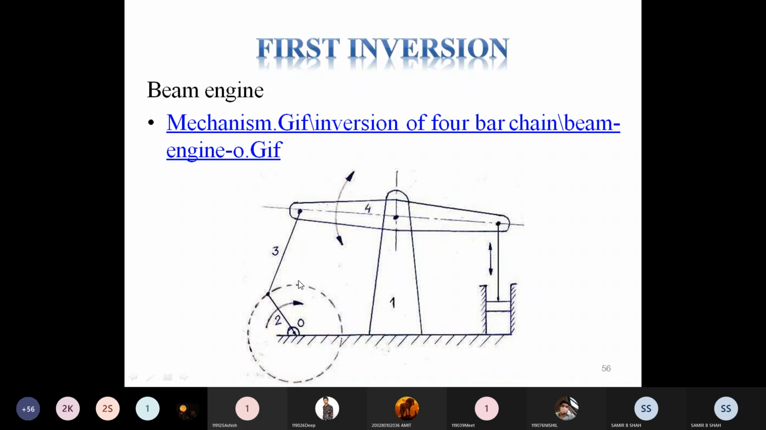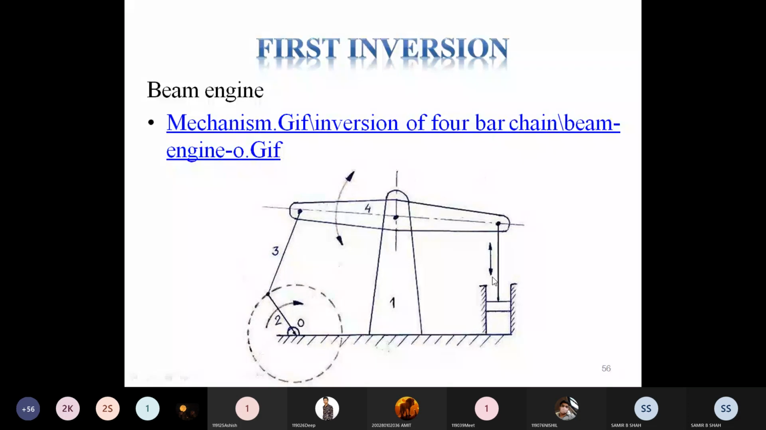Due to its rotation, the rocker may oscillate. You just see the arrow which I show with the mouse. The rocker oscillates about a fixed center. This is the center. From this center, it oscillates with the help of the fixed rotation of the crank. And due to that, we get the reciprocating motion inside the cylinder.